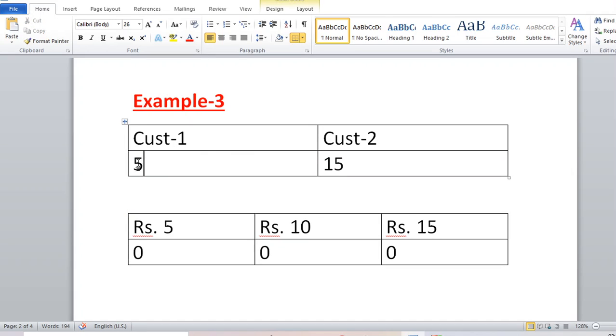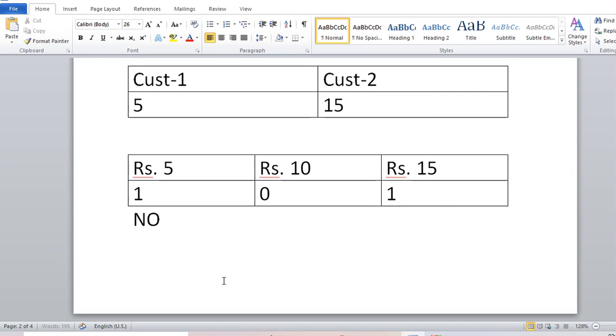Again, in the third example, there are two customers. Customer 1 has a rupees 5 coin. The number of rupees 5 coins will be increased by 1. When customer 2 gives this rupees 15, the number of rupees 15 coins will be increased by 1, but he does not have enough rupees 10 or 5 coins to give the customer as balance. So again he cannot sell ice cream to these customers. Again it will be no.